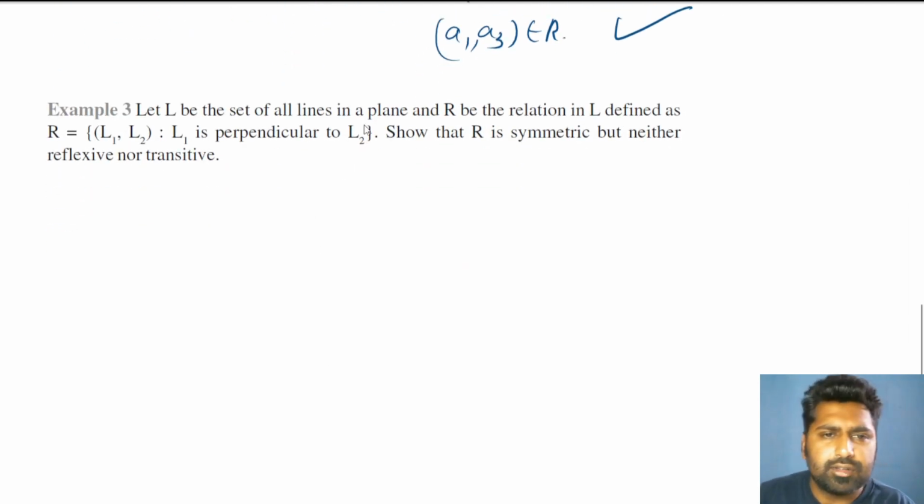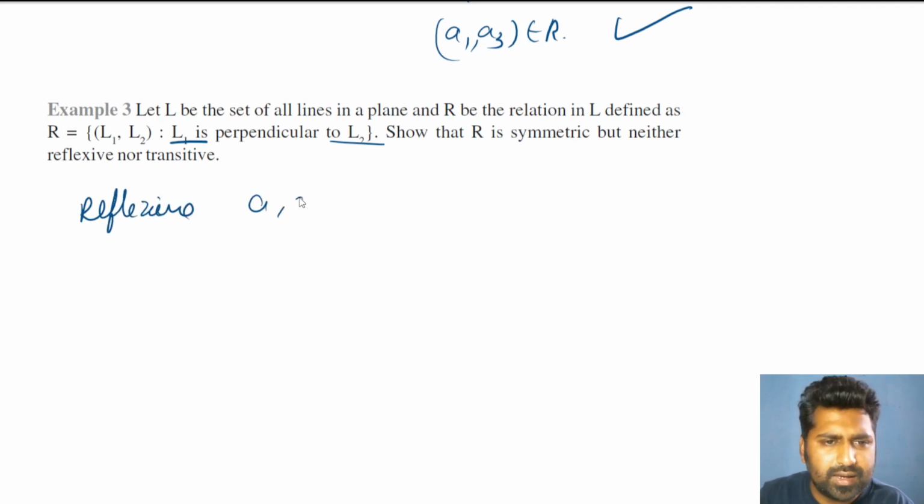So L1 is a set of lines in a plane. Okay, so it means all lines he is talking about. Relation is defined as (L1, L2) such that L1 is perpendicular to L2. So if I say (L1, L2), it automatically implies that L1 and L2 are perpendicular. Now let's check whether it's reflexive or not.